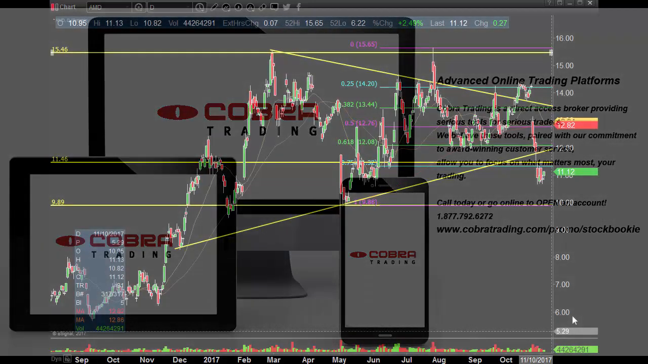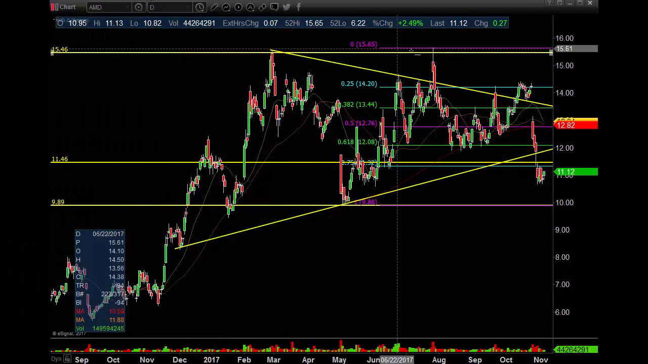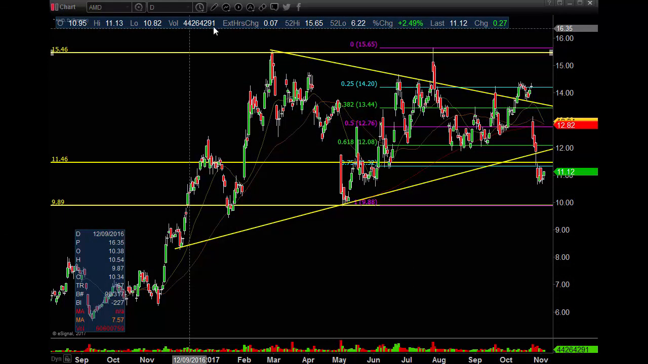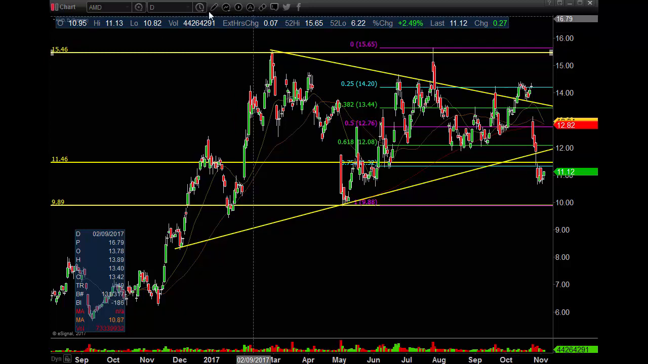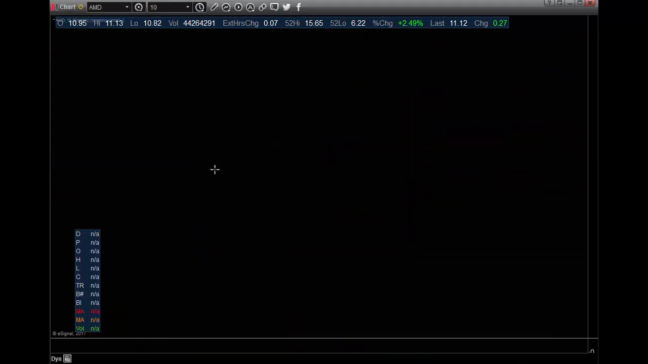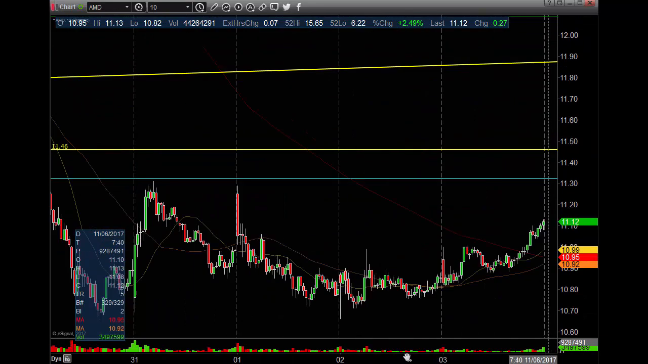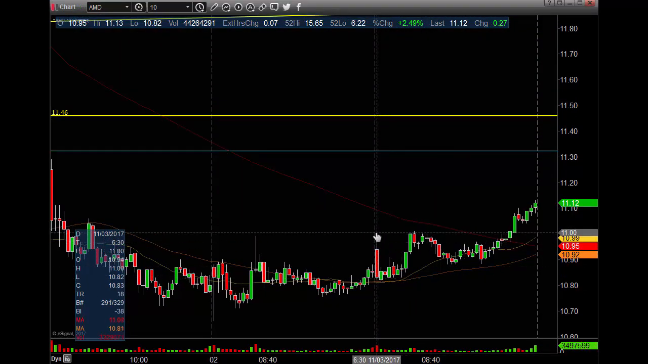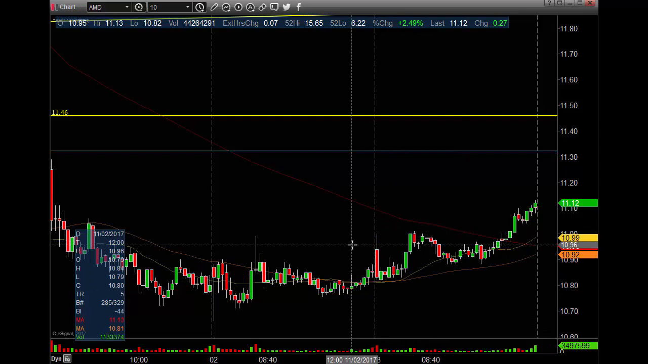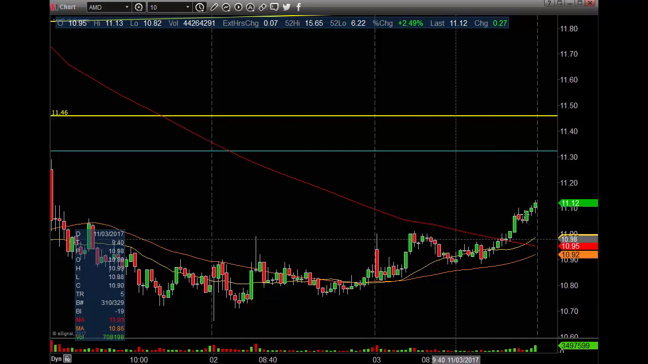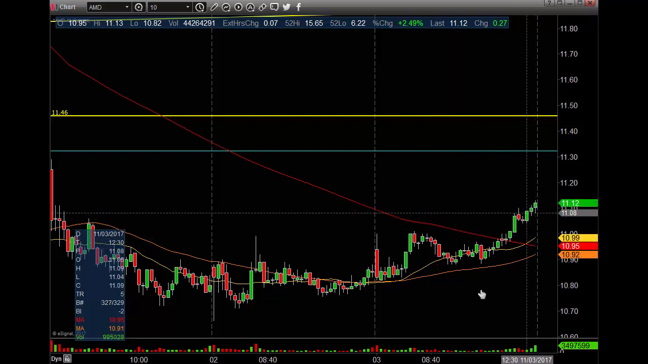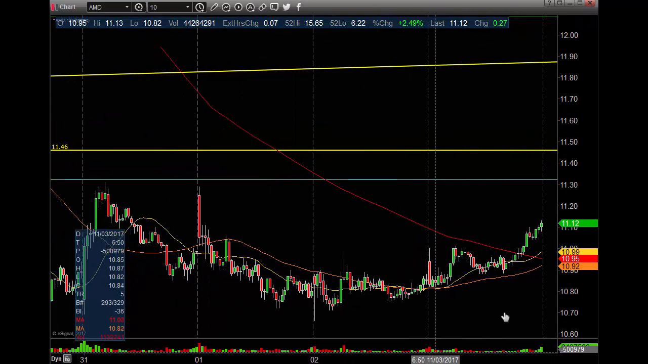All right, daily chart AMD. We did have 44 million on the day, 2.49% up, or 27 cents green. So let's look at the 10-minute chart real quick here. We had a nice little bounce here, nothing great. We gapped up, came back in, filled the gap, but we held the moving averages, and we actually closed above the moving averages here on some decent intraday volume. Nothing great, but we did close at the high, so that's something to watch for this.